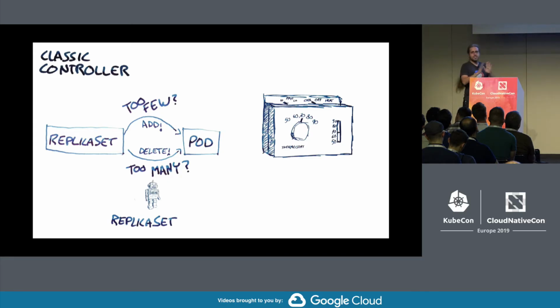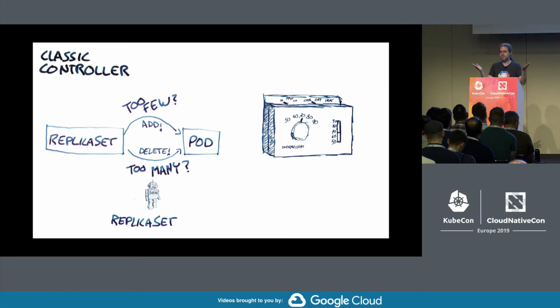OK, so that's it for garbage collectors. I'm sure you are ready for something else. This is the Replica Set Controller, which I think is the first really true controller. It's exactly like a thermostat. You can make less pods, make more pods.